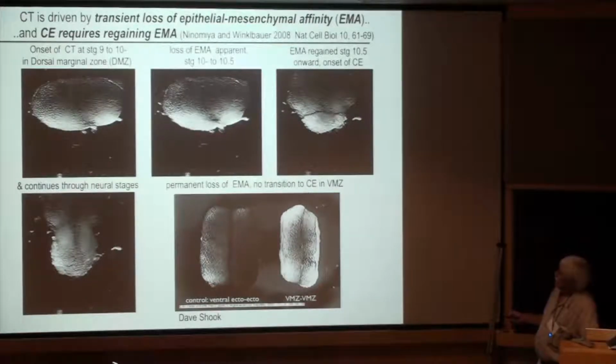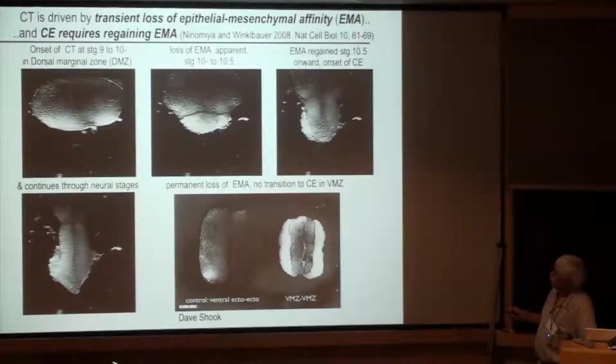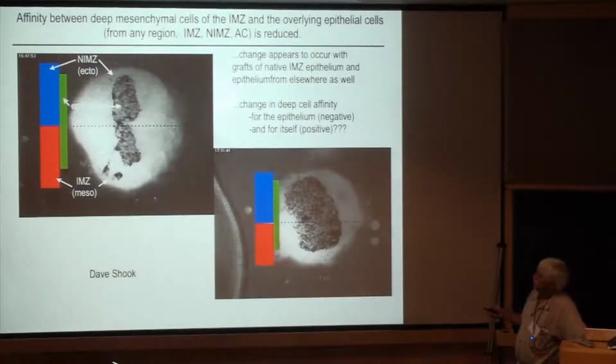And this is just sort of more movies of it. You see how the deep layer bulges out there because it's not attached anymore, and then the epithelium reanneals with it during convergent extension. This is another control for other things. This is a kind of assay.